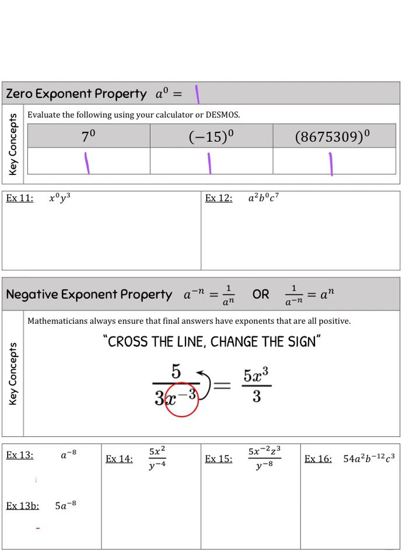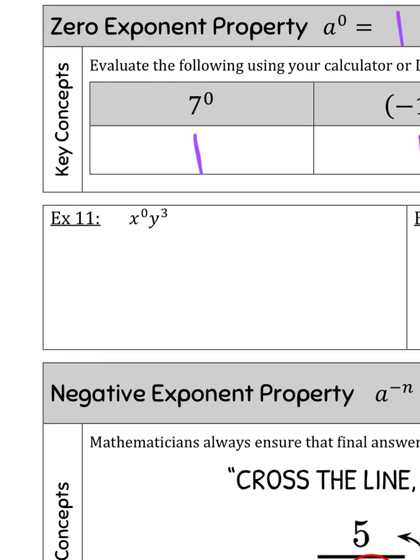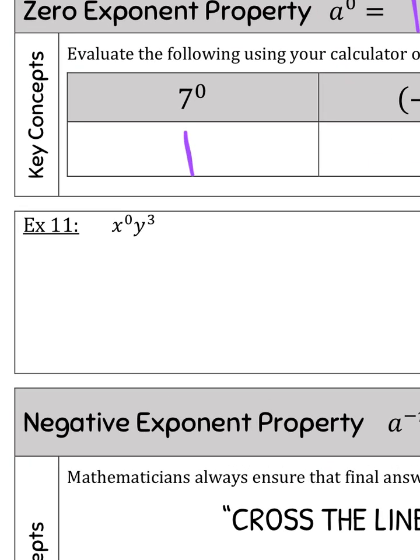So let's see what happens whenever we mix those variables with 0 powers with other things. Let's look at example number 11. We have x to the 0 power times y to the third power.